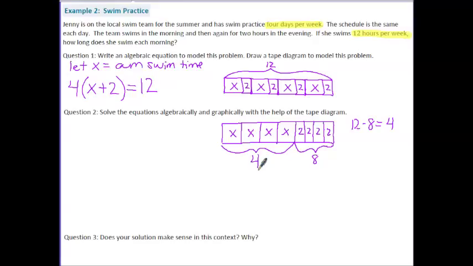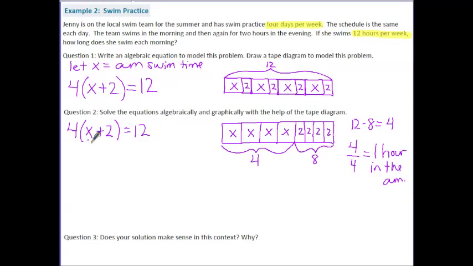So if I have 4 x's, I would then want to divide by 4. And that tells us that each one of the x's represents 1 hour. So she swims 1 hour in the morning. Now let's go through and solve this algebraically. So we have 4 times x plus 2. Now in this case, I don't have combined like terms because notice, if I go through and do PEMDAS, which means we're going to simplify as much as possible.